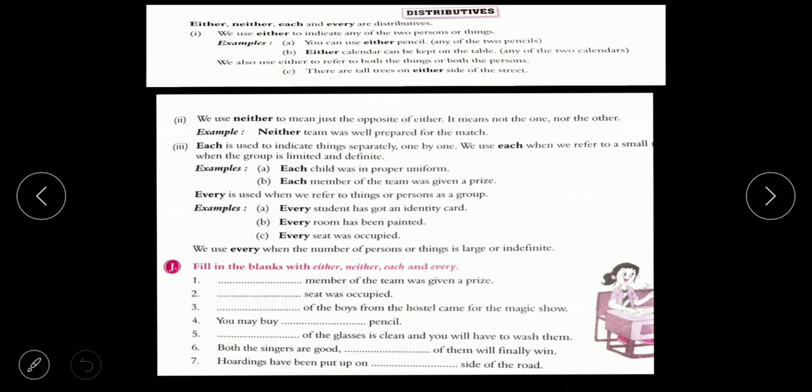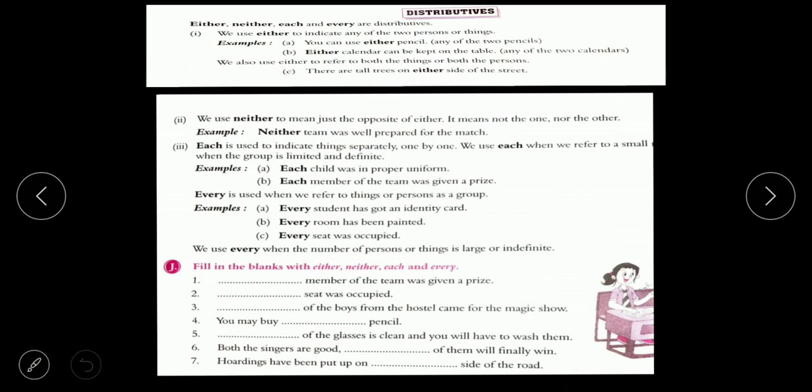Example of every: Every student has got an identity card. Every room has been painted. Every seat was occupied. Each is used to indicate things separately one by one. Every is used when we refer to things or persons as a group.